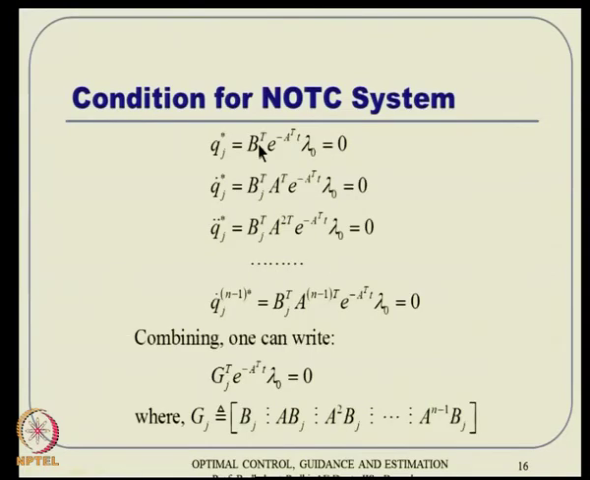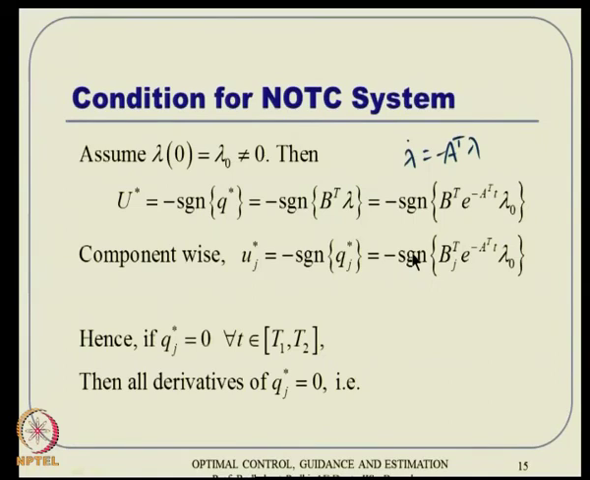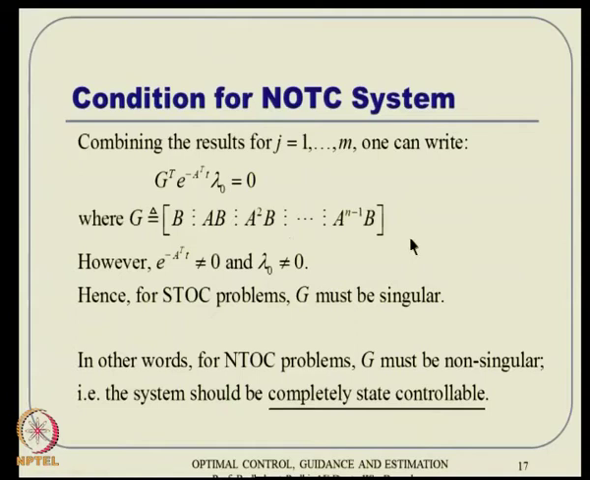We started doing that. The only possibility that this equation will have a solution is when this matrix is singular. So this situation arises only when this matrix becomes singular, and you can very clearly see that this is nothing but the controllability matrix. So in other words, for normal time optimal control problems, G must be non-singular.